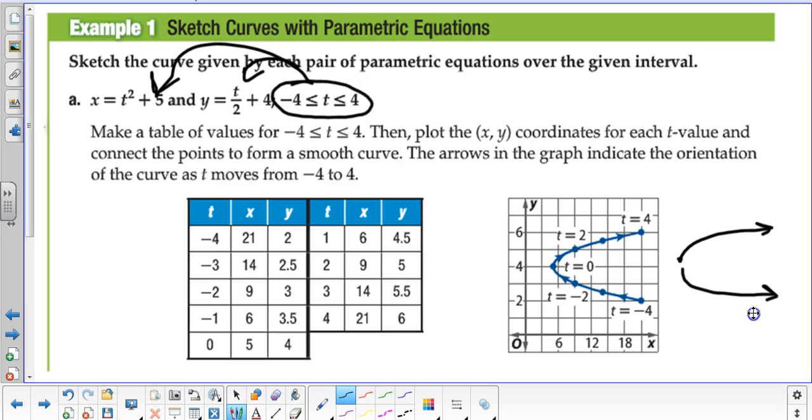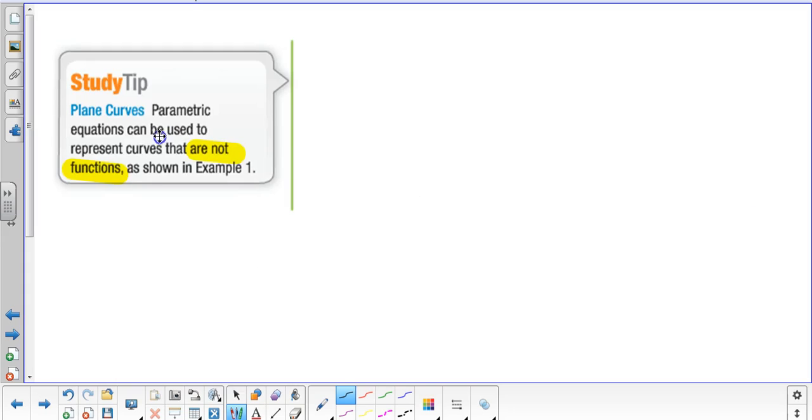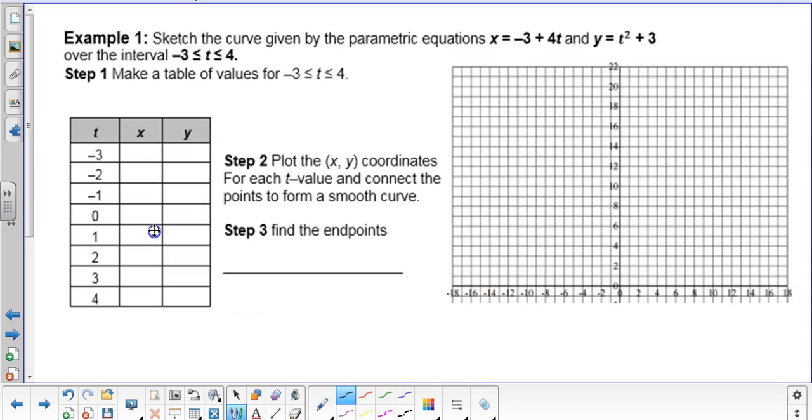Do you kind of remember talking about this before? For a sideways parabola. It says we can graph curves that are not functions. So Monday we're going to graph some things that are ellipses and hyperbolas. Okay? Kind of fun.